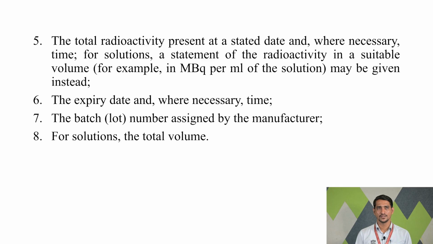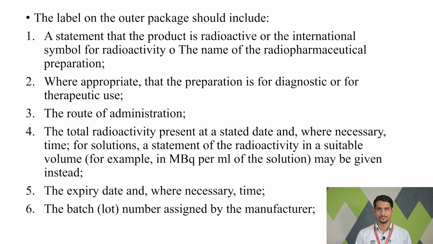The next necessary thing is the total radioactivity present at a stated date and, where necessary, time. For solutions, a statement of radioactivity in a suitable volume, for example in megabecquerel per ml of the solution, may be given instead. Also the expiry date and, where necessary, the time, and the batch number assigned by the manufacturer. For a solution, the total volume should be printed on the label.